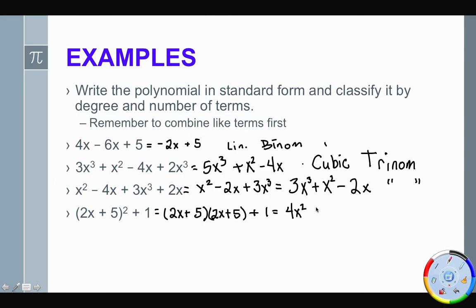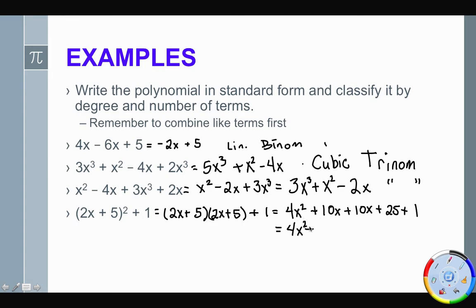I get 5 times 2x, which is a plus 10x. I get 2x times 5, which is another 10x. And I get 5 times 5, which is 25. And I remember to bring my plus 1 along. And here I'm going to simplify and put in standard form. I get 4x squared. That's my biggest degree. That means it's going to be a quadratic.